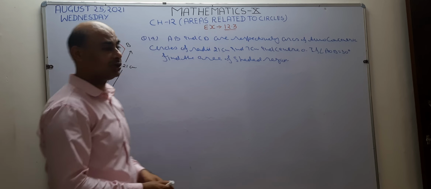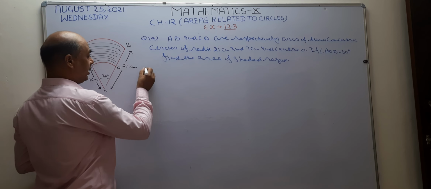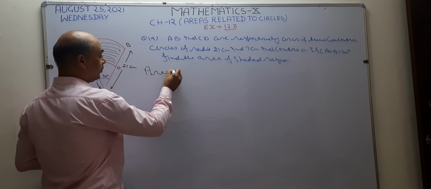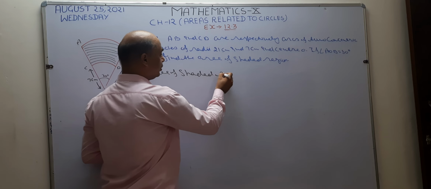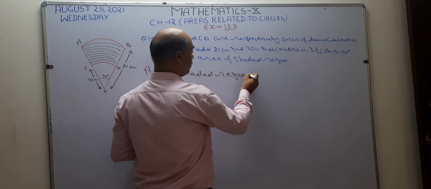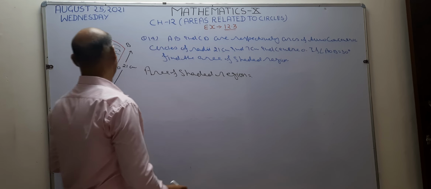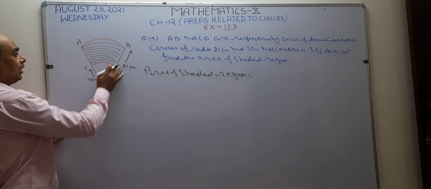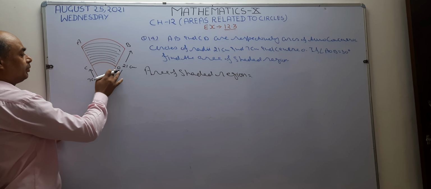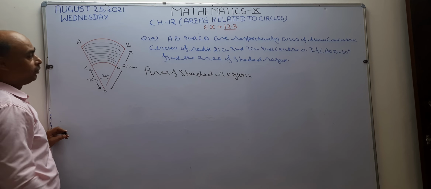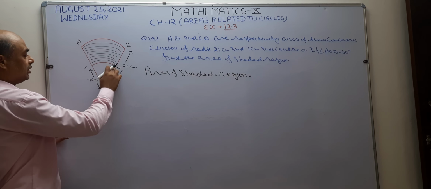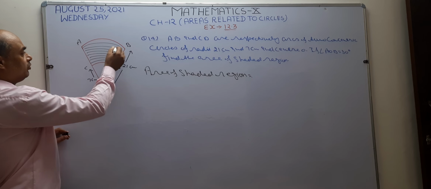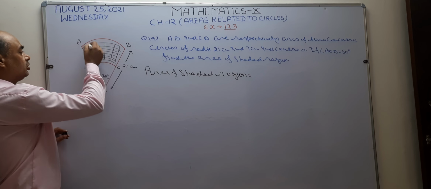So simple question is this one. Write here area of shaded region. So this is your shaded region. From the larger sector, we are going to subtract this smaller sector. From the larger sector OAB, we are going to subtract this smaller sector OCD. So in this way, you are going to find the area of this shaded region.